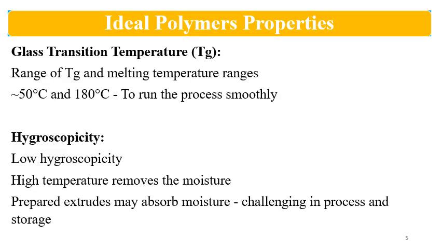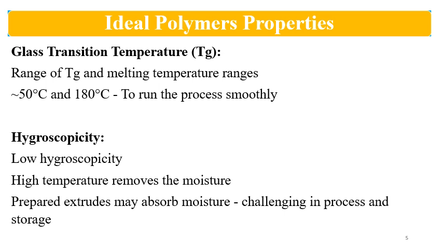Glass transition temperature. Generally the polymer should have a Tg in the range of, for example, 50 degrees to 180 degrees, and most HME equipment is run at around 100 to 140 degrees Celsius. So the Tg should be in the range of 50 to 180 degrees, and this Tg is required to run the HME process smoothly.